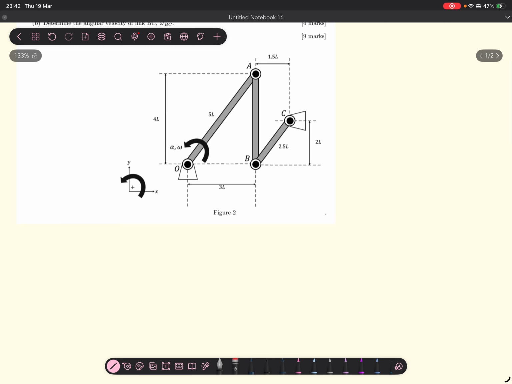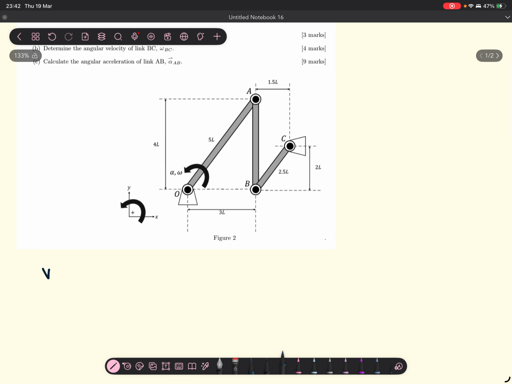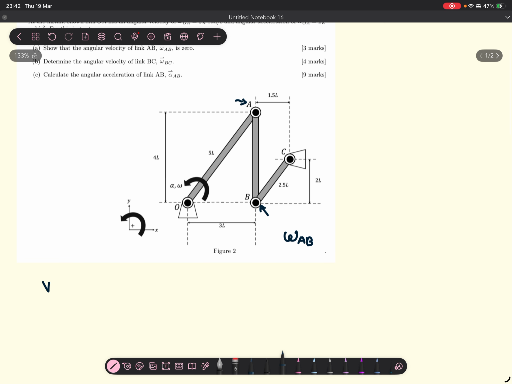Okay, so what we basically want to do is write the relative velocity equation between point A and point B, right? So basically we need an equation that's going to have omega AB in it, right? An equation that has omega AB in it is the relative velocity equation between point A and point B. Okay, so you can write the relative velocity equation: VA is equal to VB plus VA relative to B.